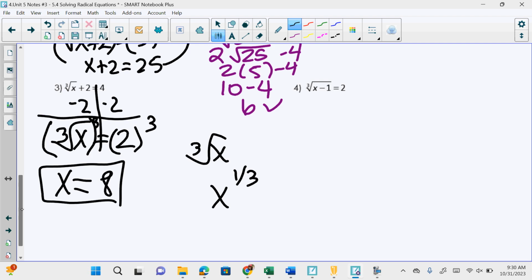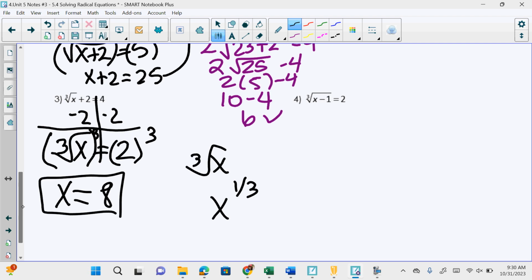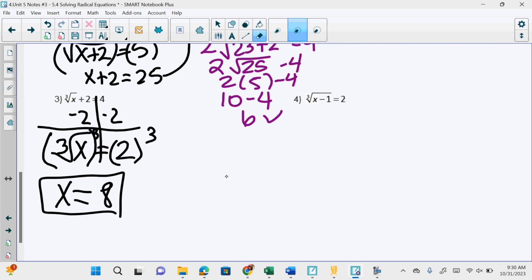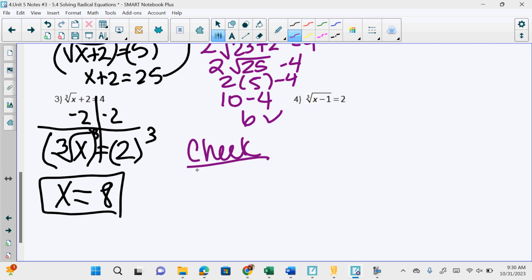Now, cubed roots will not have extraneous solutions because cubed roots do not have restricted domains. But if you want to just get in the habit of checking regardless, because it is a good habit in general to check your answers, we can double check. Cube root of 8 is 2. 2 plus 2 is 4, and that's what we wanted.